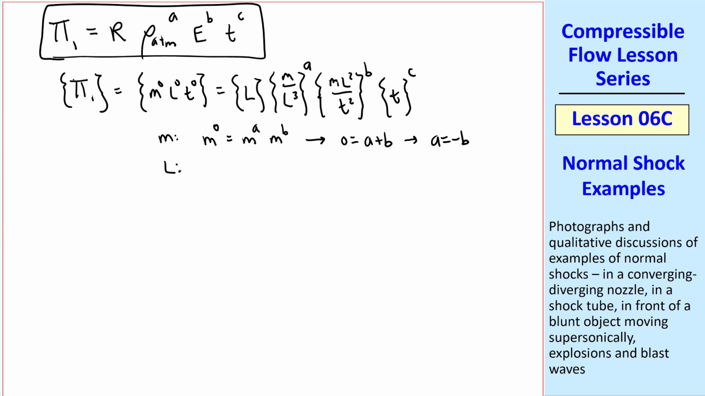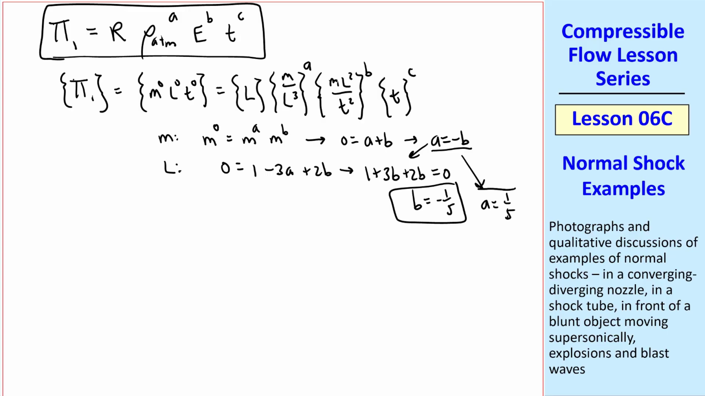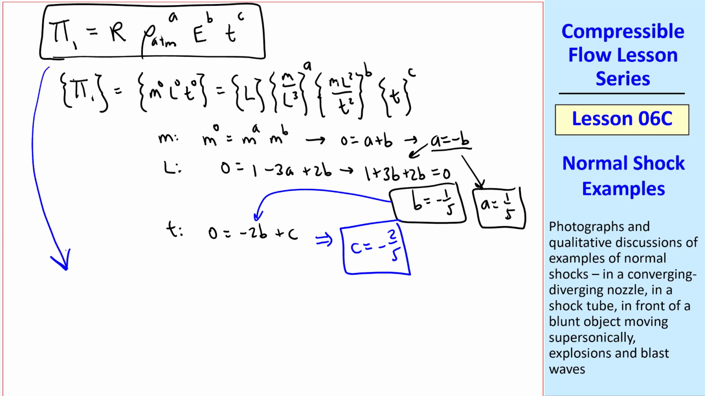We do a similar thing with L, and we get 0 equals 1 from here, minus 3a from here, plus 2b from here. And plugging in this result, we get 1 plus 3b plus 2b, and forcing that equal to 0, which we can solve for b as negative 1/5, and thus a equals 1/5. Finally, for time, we get 0 equals negative 2b from here plus c from here. Plugging in this b, we get c equals minus 2/5. Thus, our pi 1, which is our only pi, is R rho atmosphere to the 1/5, E to the negative 1/5, and t to the negative 2/5.